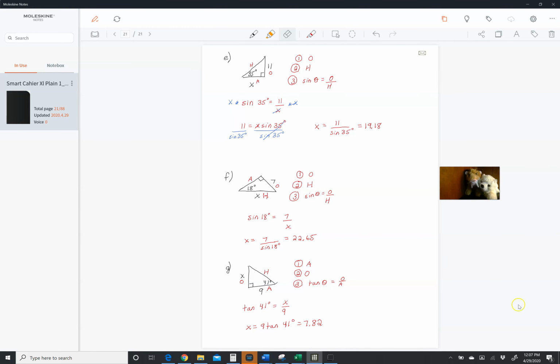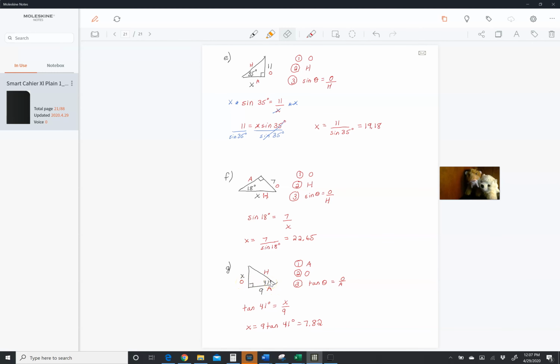Okay, and when we look at the reasonableness of our answer, we don't know if the opposite would be longer than the adjacent, right? We wouldn't necessarily know, except for the fact that this is 41 degrees. So it's less than 45. When it's less than 45, the opposite will be smaller than the adjacent, okay? And when it's greater than 45, the opposite will be greater than the adjacent.